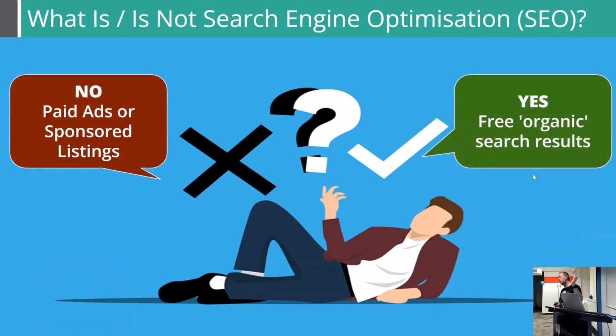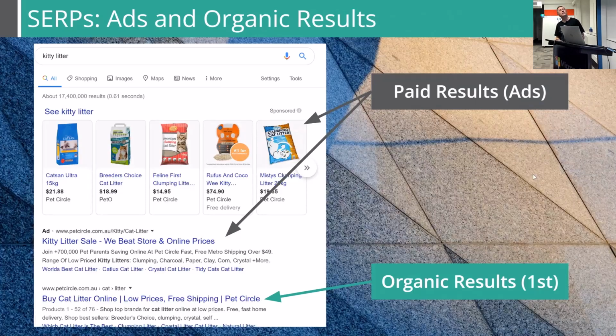What it's not is paid ads and sponsored ads. So you can't optimize that. That's Google's reign. That's Google's thing. They look after that. But you can optimize the free organic links. So that's the 10 little blue links that you traditionally saw 10 years ago right up the top, but not any longer because it kind of looks like this now.